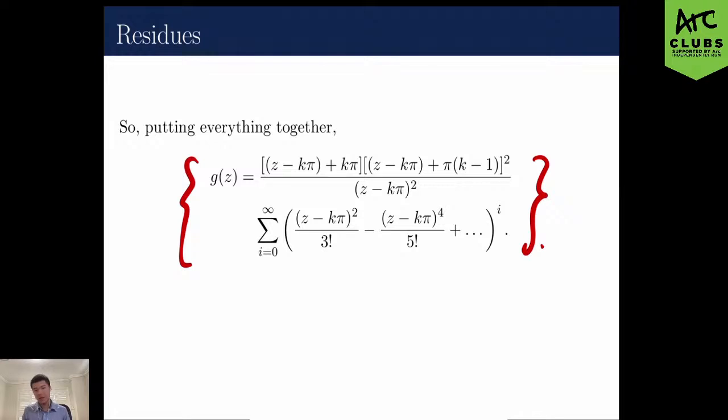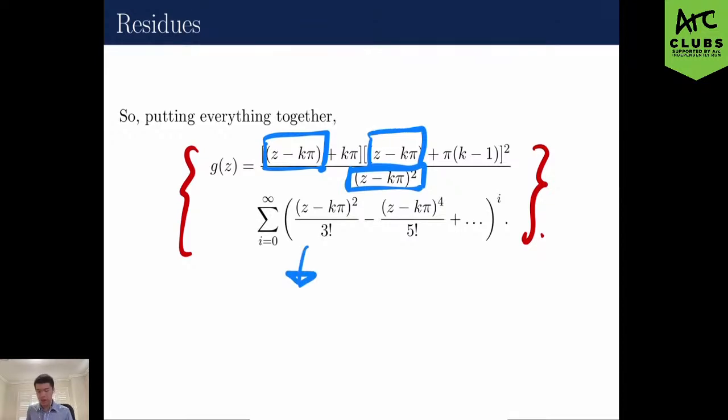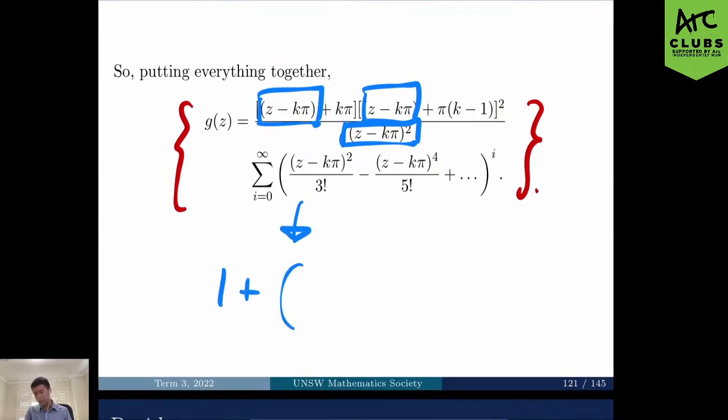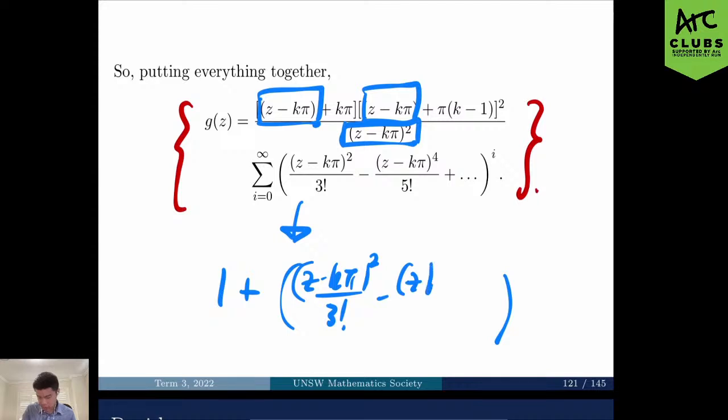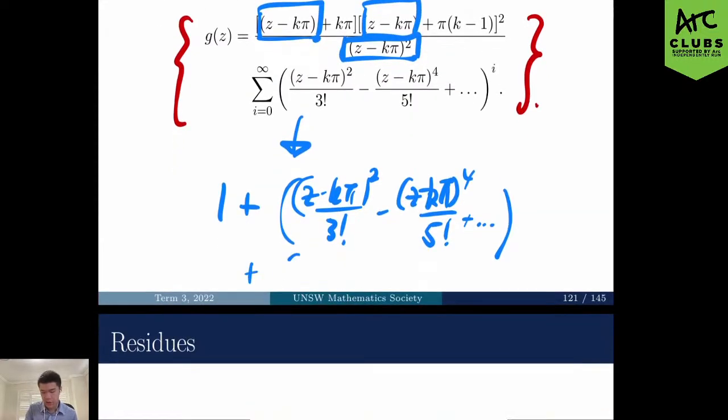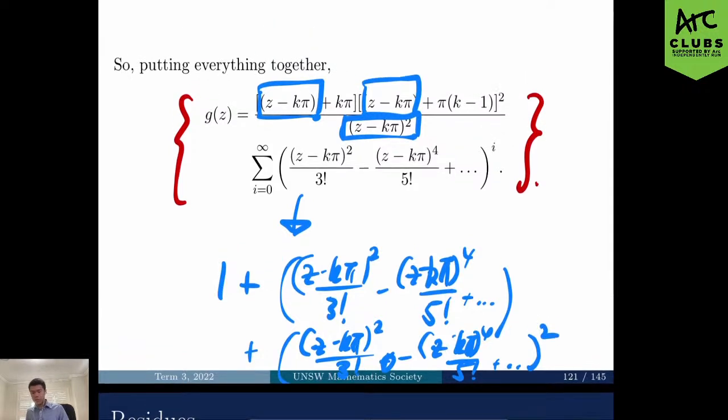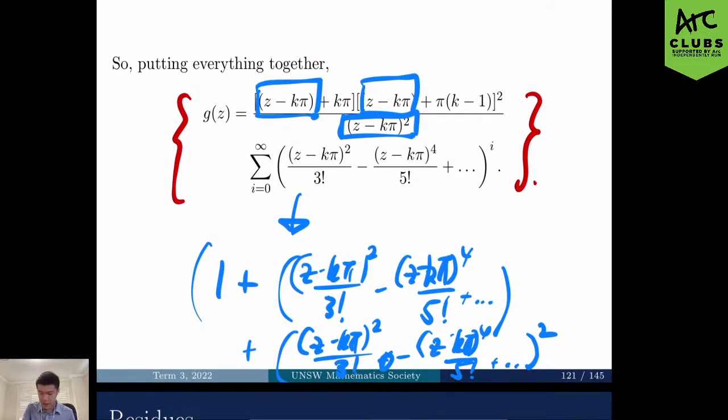So now the only thing to do is to find out the coefficient of minus 1. It looks really intimidating, but let's just break it down. We've got z minus k pi there, z minus k pi there, and then we've got 2 z minus k pi's here. Then over here, if you think about what this term is, it's 1 plus all of this to the power of 1. So z minus k pi squared. So all of this to the power of 1. Then you do all of this to the power of 2. Right, so that's this term. And then we've got these terms over here.